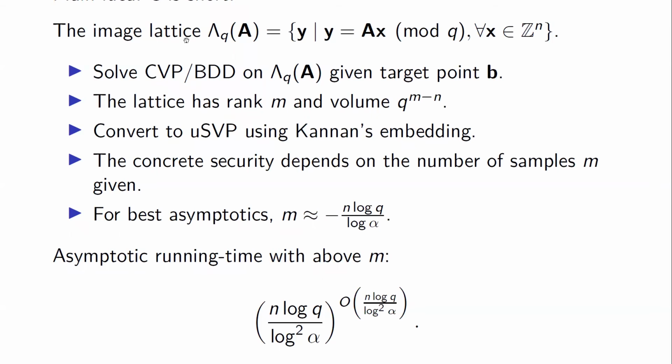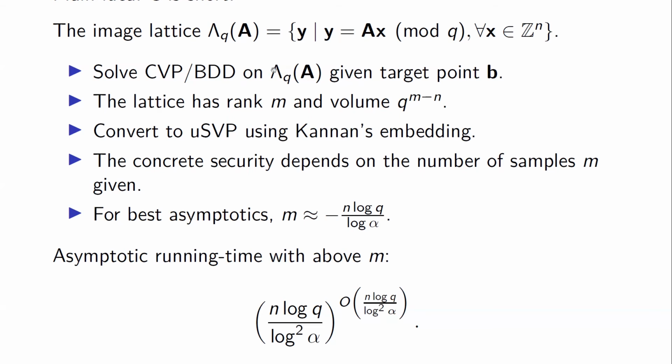So the image lattice that we defined before is the set of all the Y such that Y equals A times the integral coefficient X. So the idea is that some of the Y is almost close to the given target point B, because B equals AS plus E, where S is a particular X over here. So therefore, this Y differs from B by a distance of E. So therefore, the idea is to solve some closest vector problem or some bounded distance decoding problem.